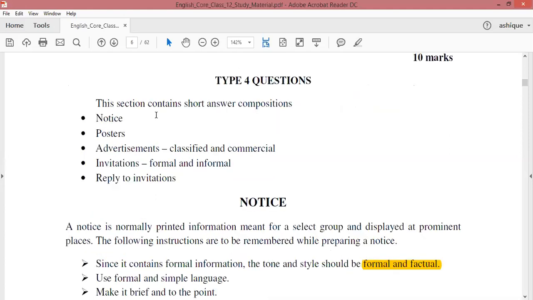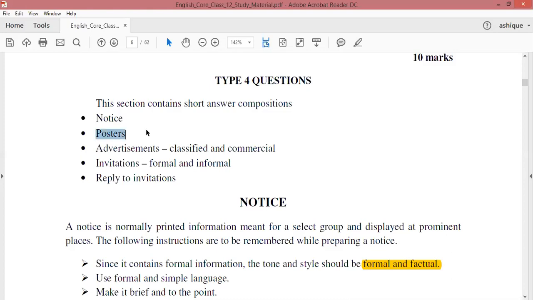So after notice writing, we have poster writing, advertisement, invitation, formal and informal, and reply to invitations. These four to five topics are what we have for our writing section. I have covered notice writing. If you have any doubt, write it down, students, and I'll clear it out. Otherwise, we'll jump to the next one, that is poster.